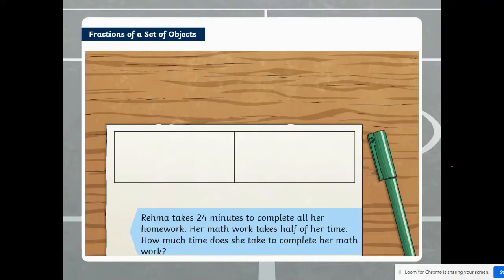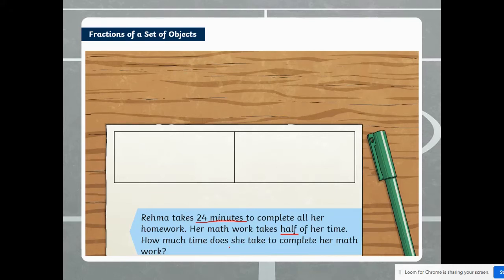Now let's take a look at this question. Rema takes 24 minutes to complete all her homework. Her math work takes half of her time. How much time does she take to complete her math work? Now she has taken 24 minutes, alright, and half of her time goes in her math work.